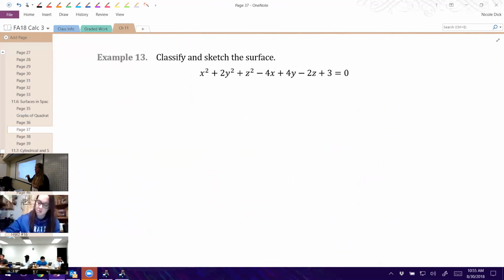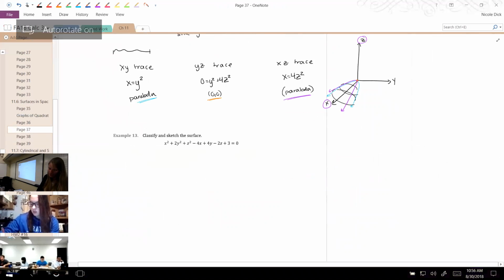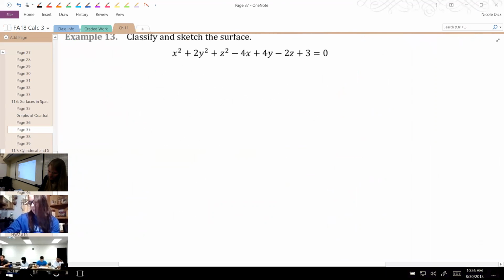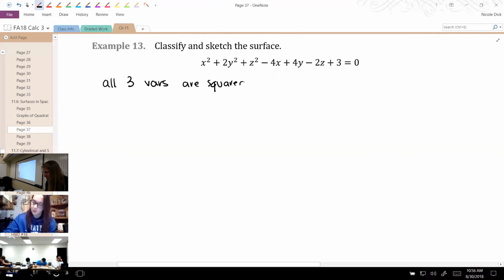Yes. Yeah, so we know we're not working with paraboloids. If we're missing a squared on one of those, we don't have a paraboloid anymore, or we have to have a paraboloid there. Okay. We can go through and kind of finish reasoning through what shape it is. So let me note this stuff down here. So all 3 variables are squared, which means it is not a paraboloid.